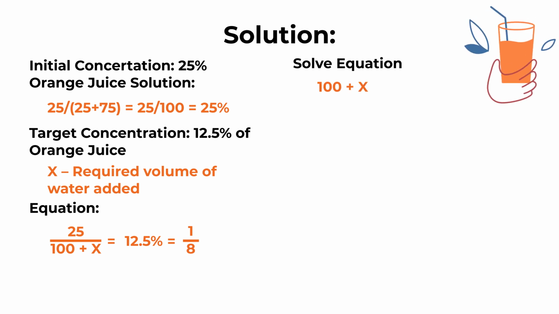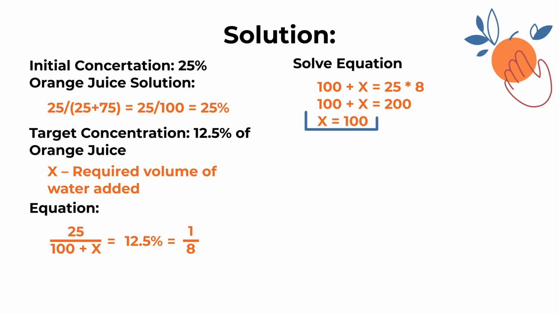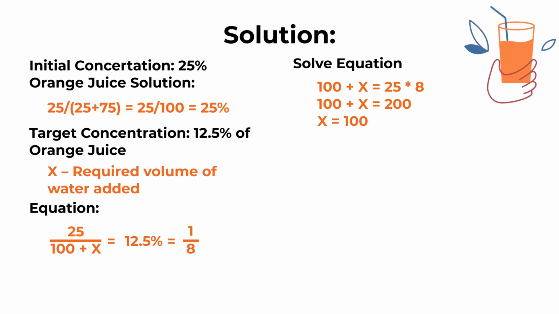100 plus X would equal 25 multiplied by 8, which means 100 plus X would equal 200. So X, based on these calculations, would equal 100, which means that we would need to add an additional 100 milliliters of water to the solution to make it a 12.5% orange juice solution.